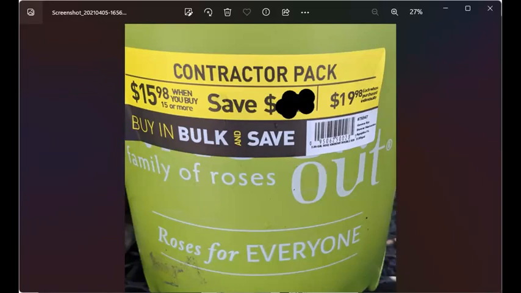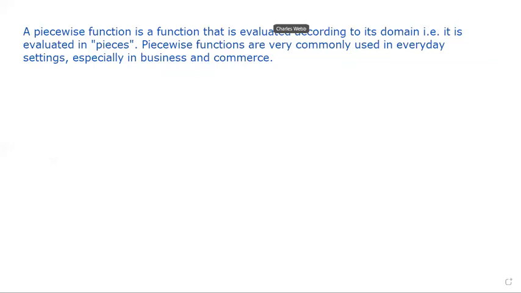Right? So we can express this. This is a piecewise function, and we're going to show how the prices and the way that they have these roses priced are to entice you to purchase more and to purchase in bulk. All right. So now let's look at an example of how we would write this as a function.